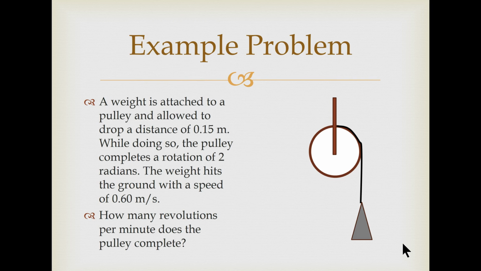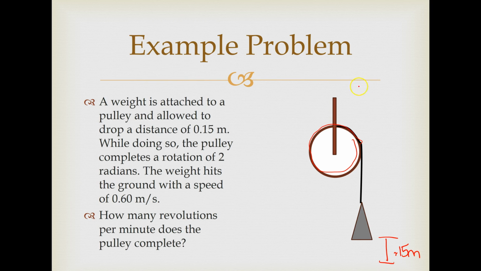All right, so we're going to go ahead and look at another example problem. We're looking at a weight attached to a pulley. Again, very similar to how we saw before. We have a cord. You can see it wrapped around that pulley, and as this drops, this cord is going to come unraveled. It is going to drop a distance of 0.15 meters, and it completes a rotation of 2 radians.